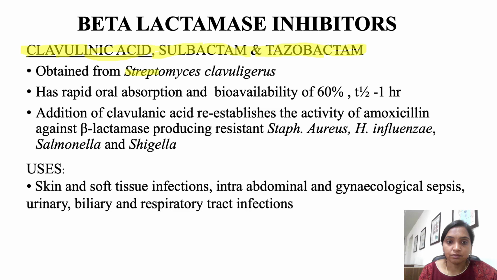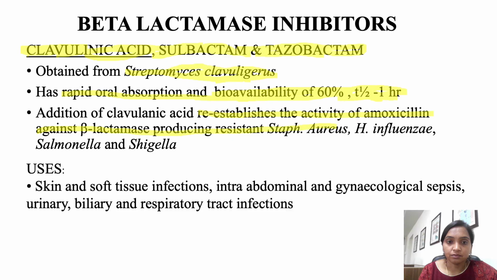Clavulanic acid is obtained from Streptomyces clavuligerus. It is rapidly absorbed orally. Bioavailability is 60%. It is acid stable, and T half is 1 hour. Addition of clavulanic acid will re-establish the activity of amoxicillin against beta-lactamase producing resistant Staphylococcus aureus, H. influenzae, Salmonella, and Shigella. So this is what I was telling.